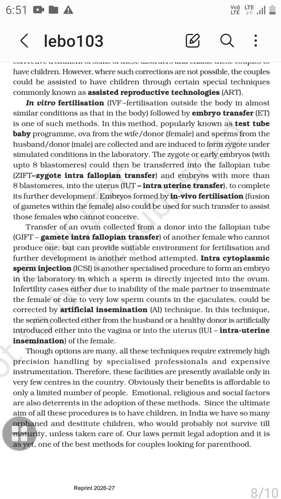So intrauterine insemination. Insemination, because it's a kind of artificial insemination in which the semen is artificially introduced. Introduced means kind of injected. So it's artificial insemination. The example is intrauterine insemination or through the vagina. So this was intracytoplasmic sperm injection, artificial insemination, and intrauterine insemination.